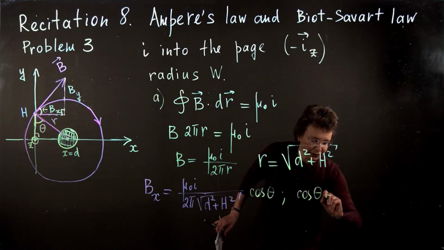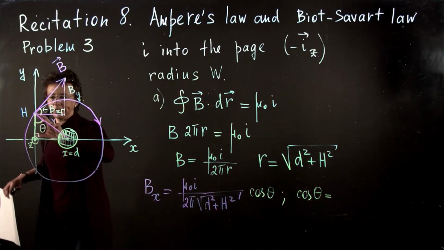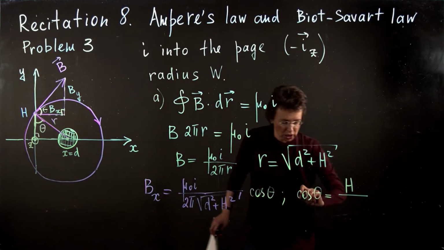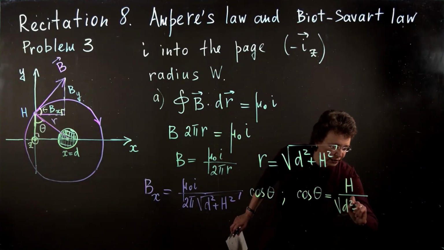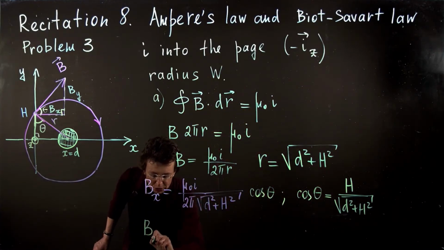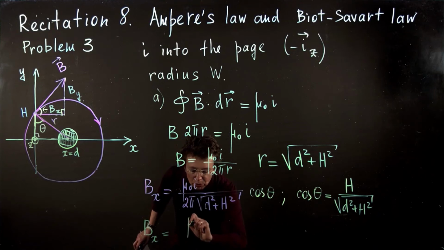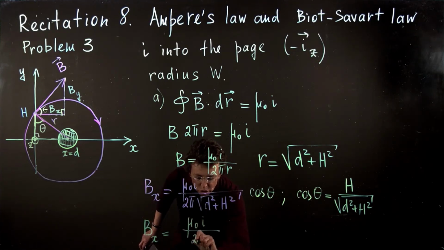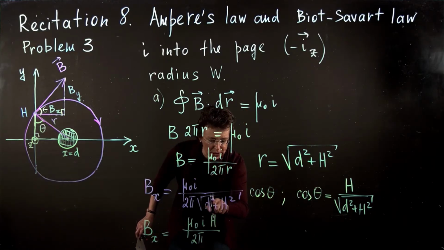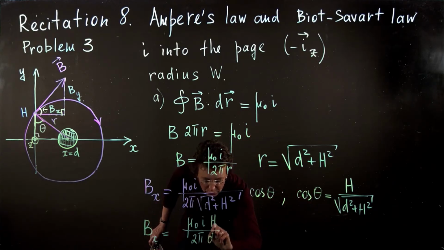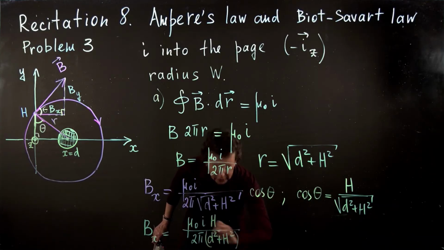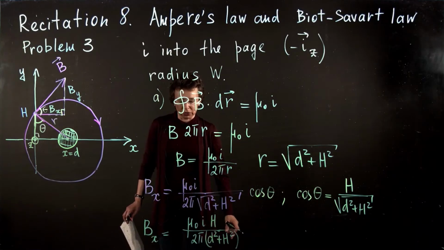Now let's express cosine theta in terms of what is given. Cosine theta is the adjacent leg, which is h, divided by the hypotenuse, which is r, the square root of d squared plus h squared. My final expression for the x component of the magnetic field will be mu naught I divided by 2 pi. Cosine theta gives me h here, and with the square root of d squared plus h squared, another square root, I end up with d squared plus h squared in the denominator. This is the x component of the magnetic field.